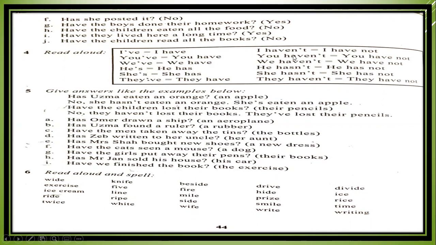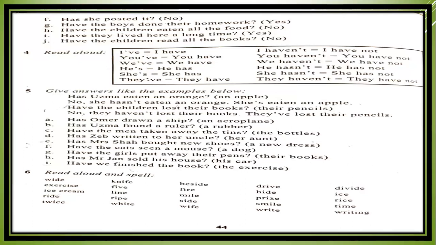I have not, I haven't. You have not, you haven't. We have not, we haven't. She has not, she hasn't. He has not, he hasn't. They have not, they haven't. In this exercise, we are going to write like this. Exercise number 5, you have to write this in your notebook. Remember, write this exercise in your notebook.